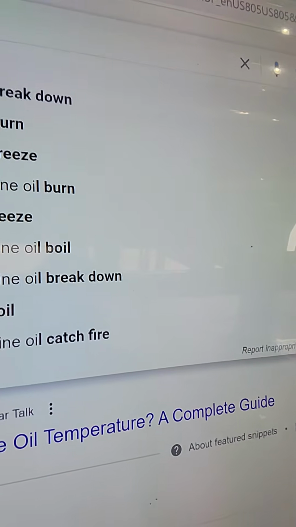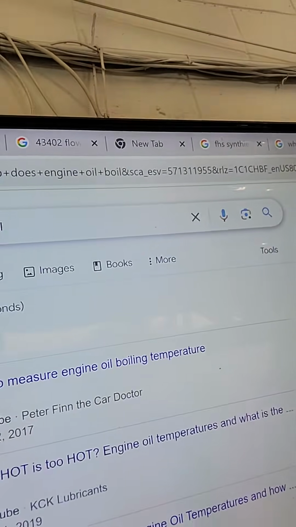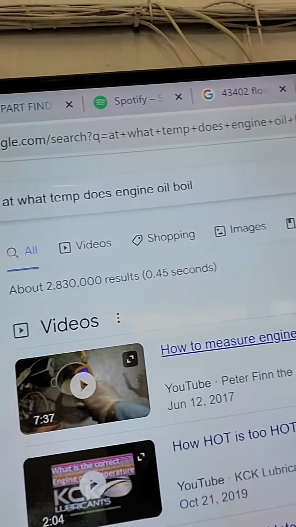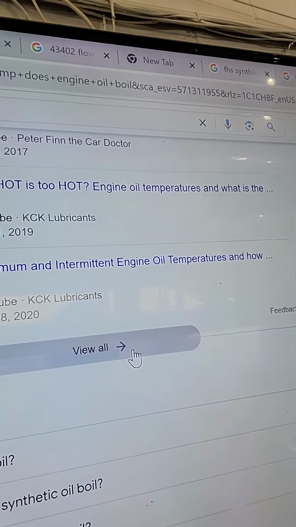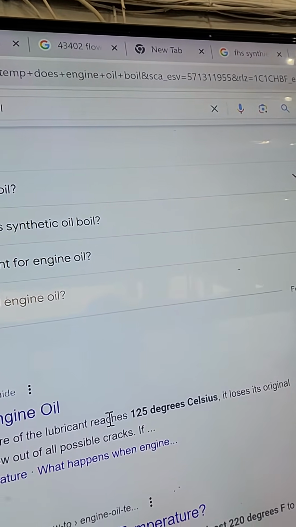Yep, because oil will boil. I thought you said oil will boil. How to measure? So I don't want to see someone's video. I want to see the boiling point of engine oil.